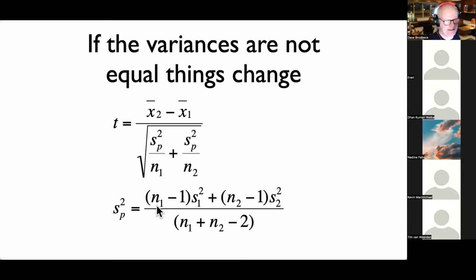So it's n sub 1 minus 1 times s squared sub 1 plus n2 minus 1 times s squared sub 2, and then n1 plus n2 minus 2 on the bottom. And then we put that pooled variance in. So we're going to say x bar sub 2 minus x bar sub 1 divided by the square root of the following quantity: s squared sub p, that thing we calculated, over n1 plus s squared sub p over n2.